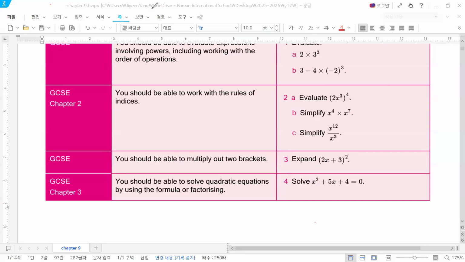Okay, students, let's solve the first question together. What is the answer? 18?